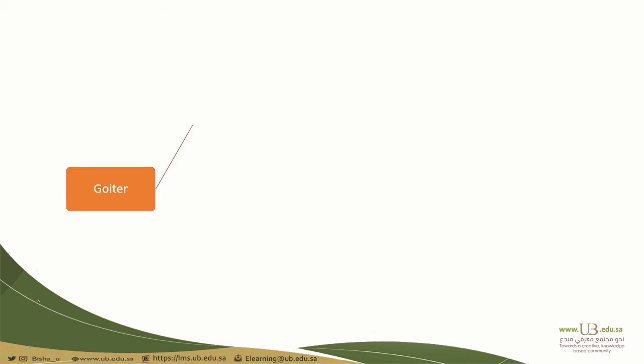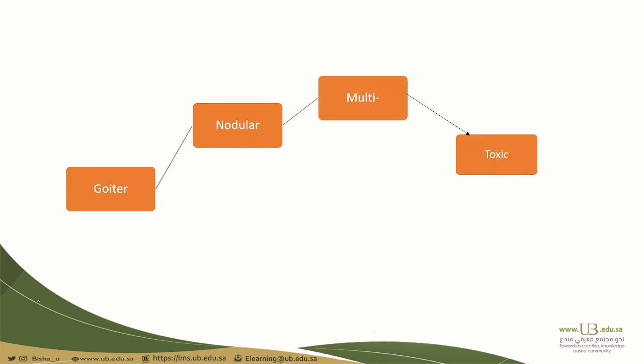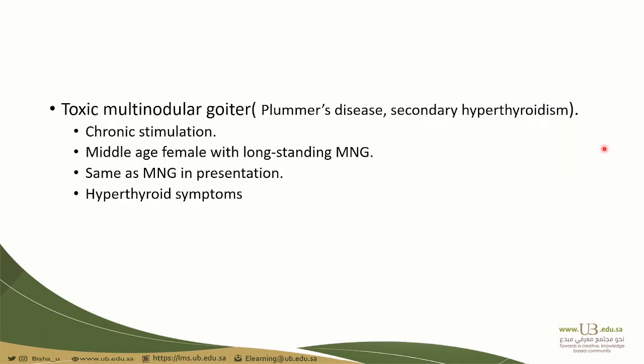Now we'll talk about multiple nodular goiter, but we'll talk about toxic. And here also it can be benign or malignant. Also, like the simple multinodular goiter, we have to make sure that there is no suspicious nodule while we are evaluating a patient for toxic multinodular goiter. We have other names for toxic multinodular goiter, like Plummer's disease or secondary hyperthyroidism.